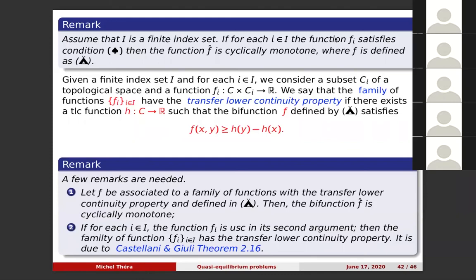So if you look at the function f associated to a family of functions with the transfer lower continuity property and defined by this equality, then the bifunction f hat is cyclically monotone. We can prove this. And also, if for each i the function fi is upper semi-continuous in its second argument, then the family of functions fi has a transfer lower continuity property, due to a result given by Castellani and Giorgi.